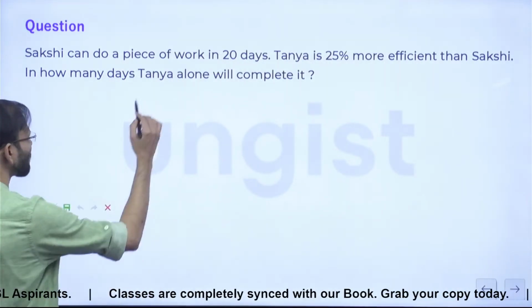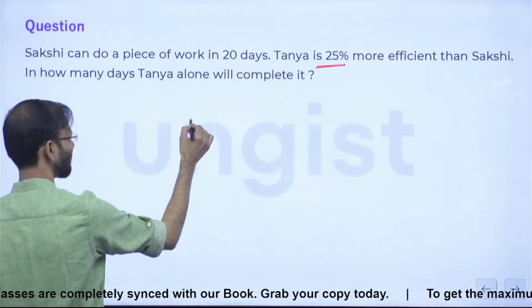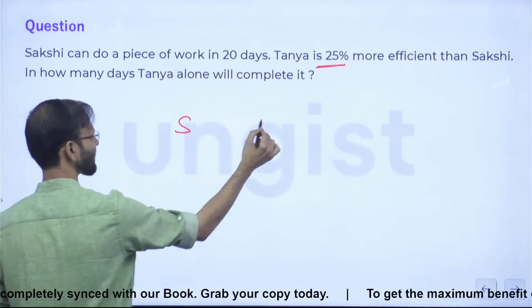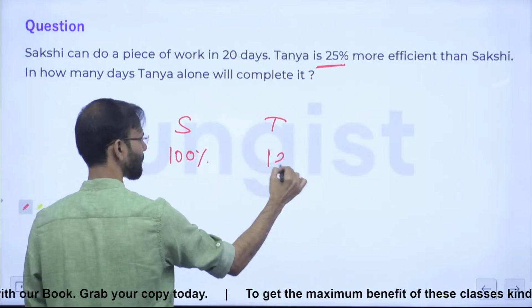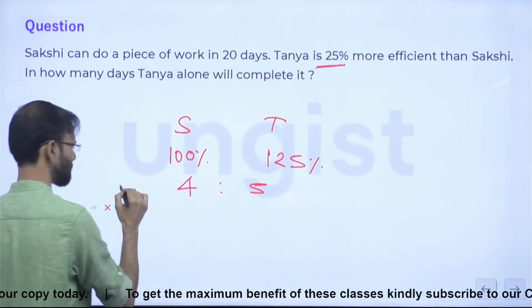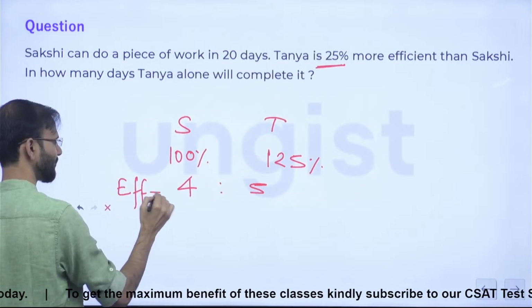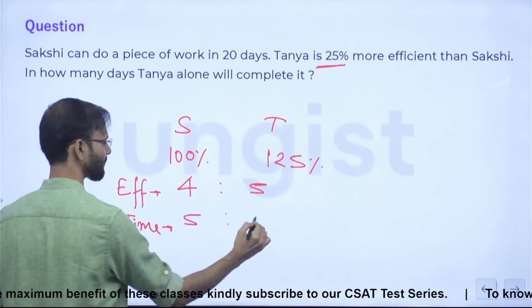Sakshi can do a piece of work in 20 days and Tanya is 25% more efficient, right? So this is, let's say, Sakshi and this is Tanya. Sakshi is 100% and then Tanya is what? 125. So the ratio of their efficiency is 4:5. So ratio of the time taken by them will be in the ratio 5:4.